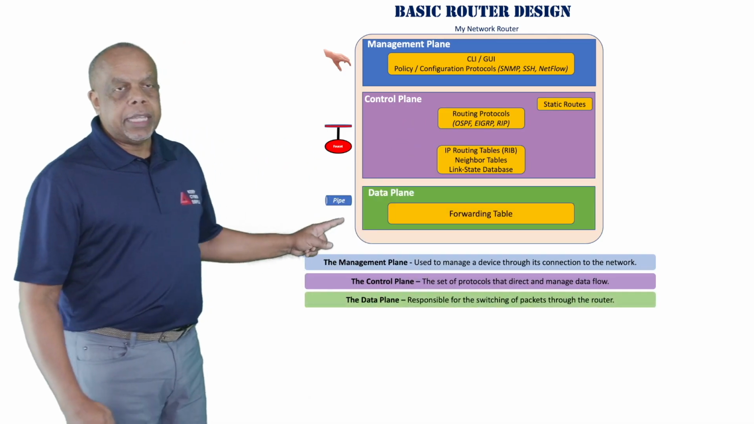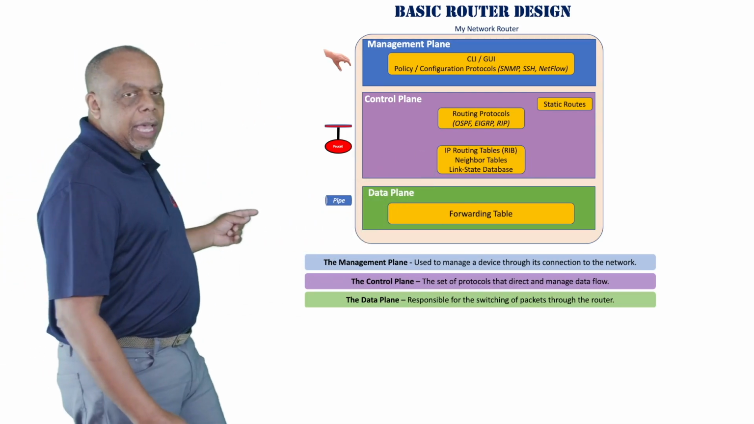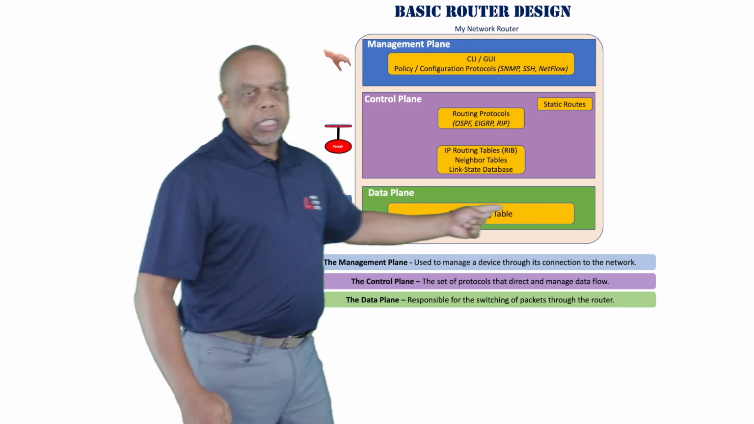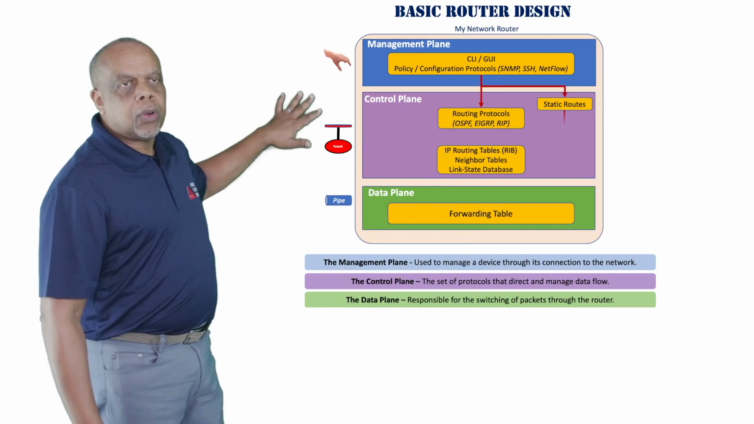Then we have the data plane. This is actually where you have the forwarding table that says this is how data is going to flow, just like the water in the pipe is going to flow. So the same thing: management, control, data.